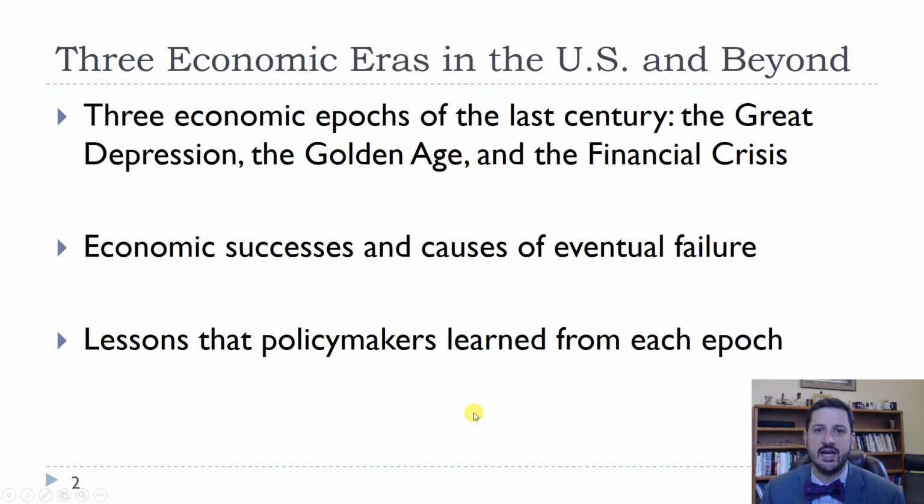So we call these three economic epochs the Great Depression, right? The Great Depression began in 1929 and sort of continued throughout the 1930s with periods of recovery and recession still. The Golden Age, which sort of started after World War II and went into the mid to late 1970s, and then the Great Moderation, which ended in the financial crisis of 2008. And so we're going to try to learn what we can from these three periods and note their similarities and differences.